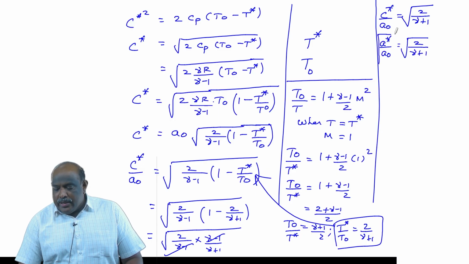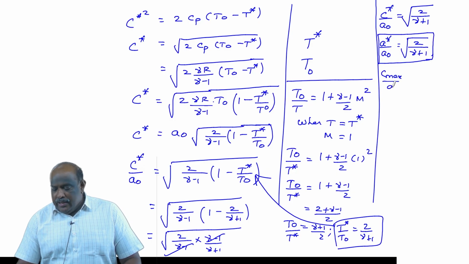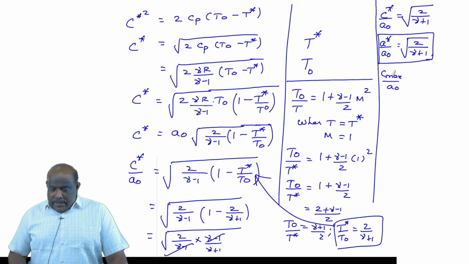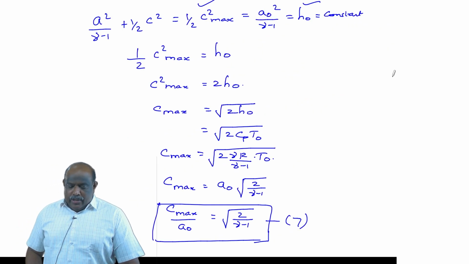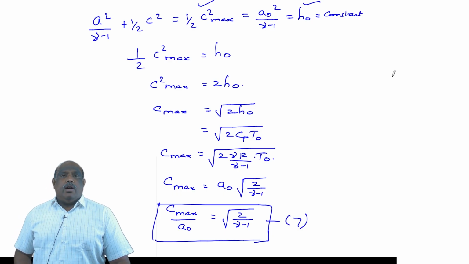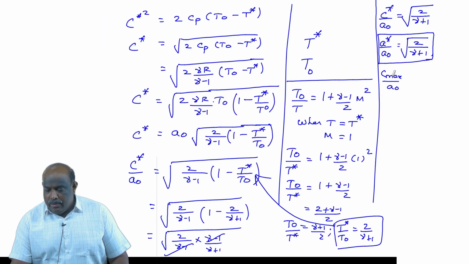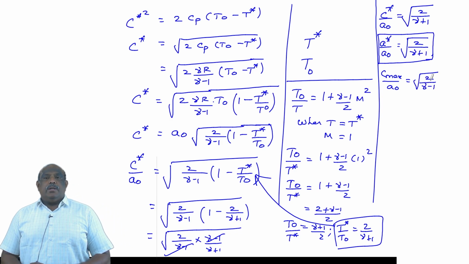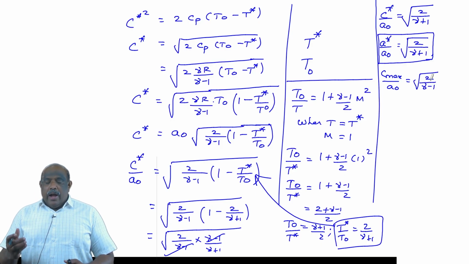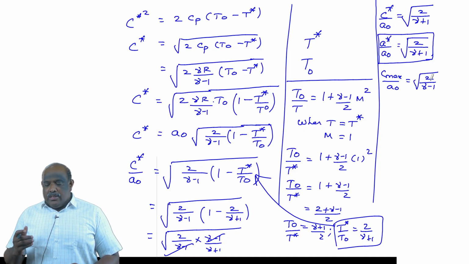Already we had an equation for C max by A naught. We derived it in this session in the previous slide. I can show those. Yeah, we can see here, equation number 7 I have given. So C max is nothing but what? Square root of 2 by gamma minus 1. So that's going to be equation number 7. I will take that value also. It's nothing but square root of 2 by gamma minus 1, given by equation number 7. So I got the value of C max by A naught. I also got the value of A star by A naught. That is also constant, this is also constant.